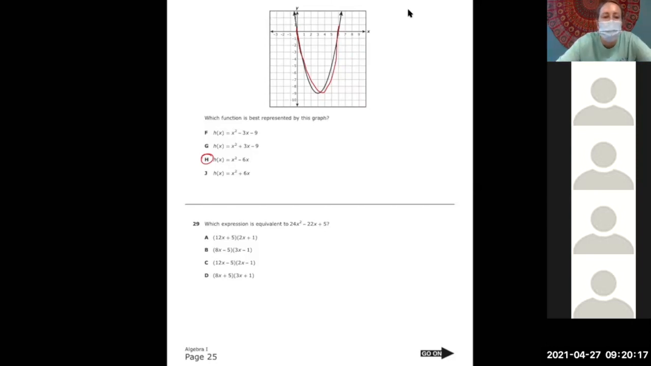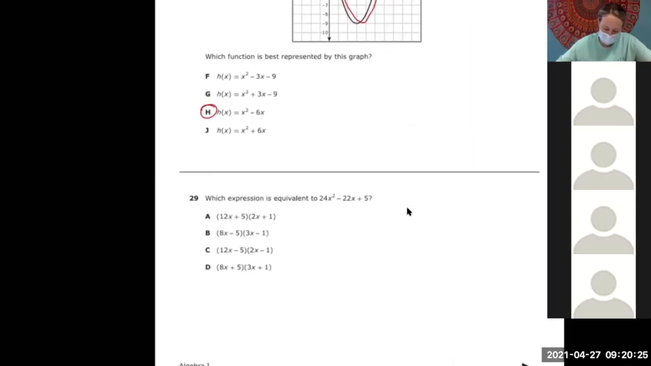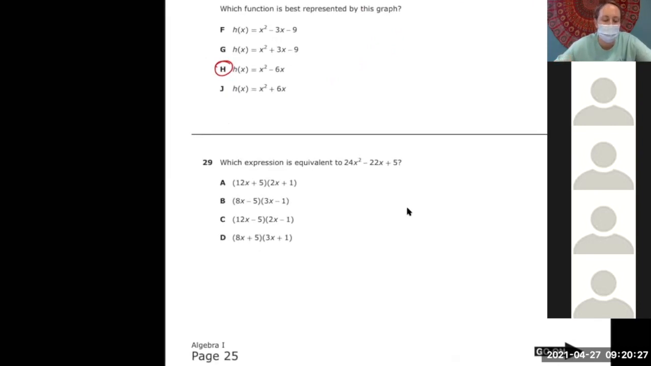Okay. So moving on to number 29. It says which equation or which expression is equivalent to this. So this is literally going to be the same process. What I'm going to do is plug this one into y1, and then this is going to be y2, y3, y4, and y5. And I'm going to see which two graphs match. So again, we're just going to our calculator.